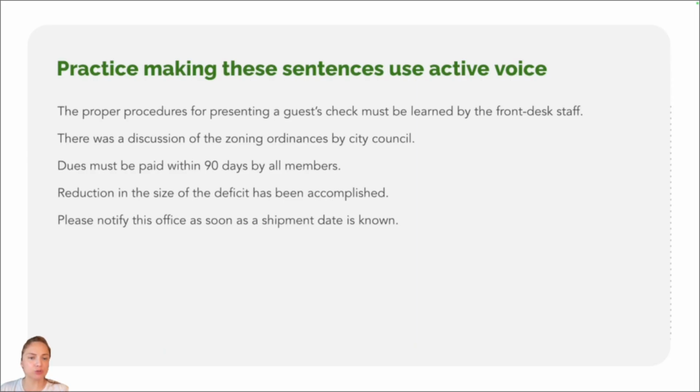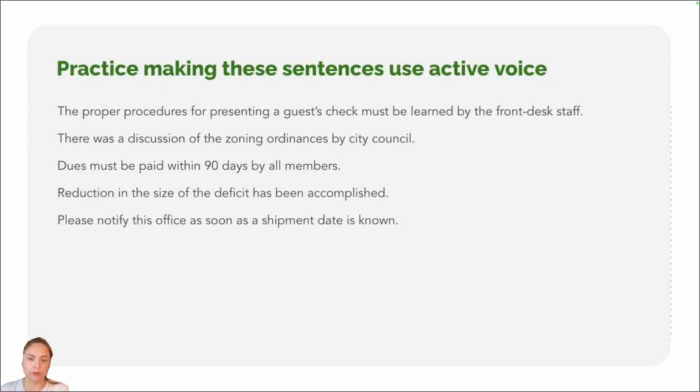The proper procedures for presenting a guest check must be learned by the front desk staff. We have what was done by someone structure. So this is in passive voice, which is the voice that we want to avoid. The who in the sentence is the front desk staff. We can change this to active voice by moving that who to the beginning and saying the front desk staff must learn the procedures. Now this is active voice because we're saying who did what, and this mirrors our internal monologues and how we communicate with each other in regular conversation.